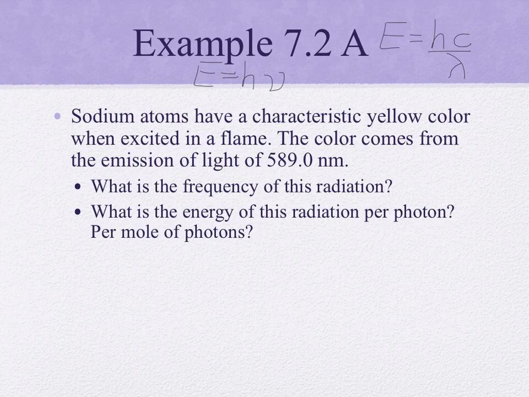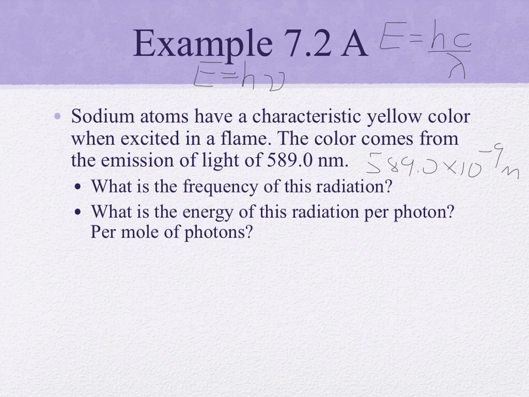Sodium atoms have a yellow color when they are excited in a flame. The color comes from the emission of light at 589 nanometers. Now that is a wavelength, but we need that in meters. The easiest way to do that: nanometers is 10 to the negative 9th. It doesn't have to be in standard scientific notation to go in your calculator, so 589.0 to get sig figs right, times 10 to the negative 9th meters.